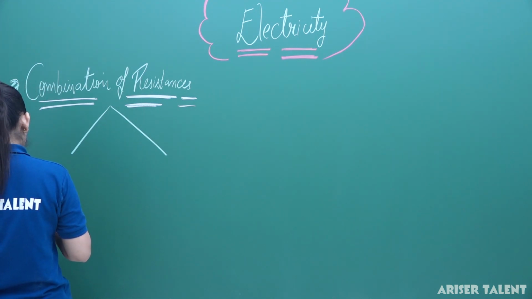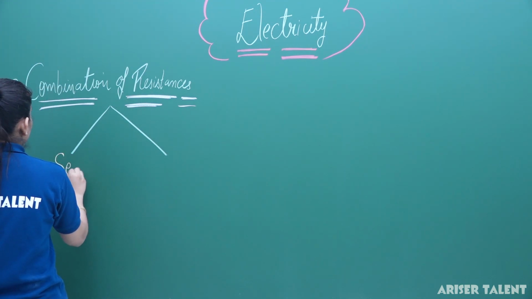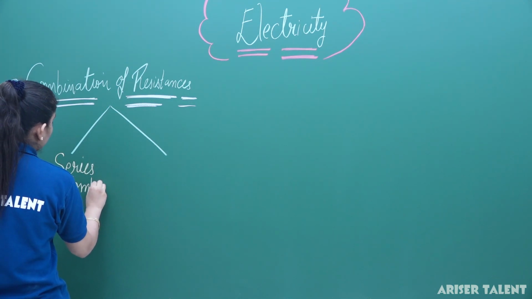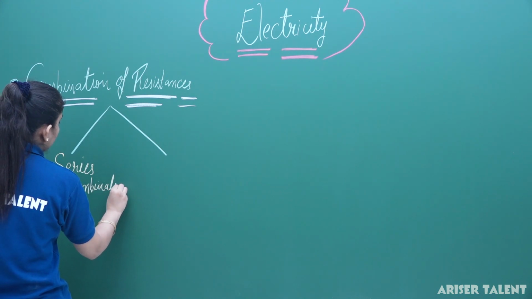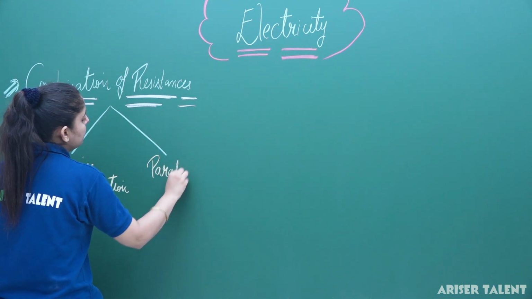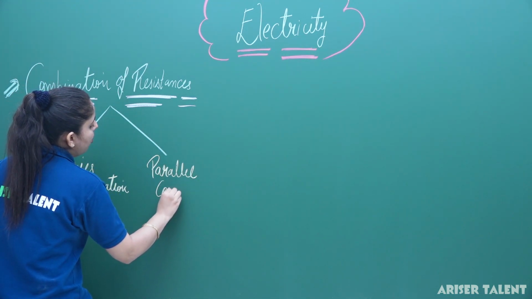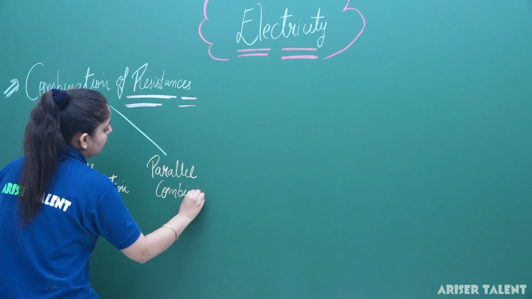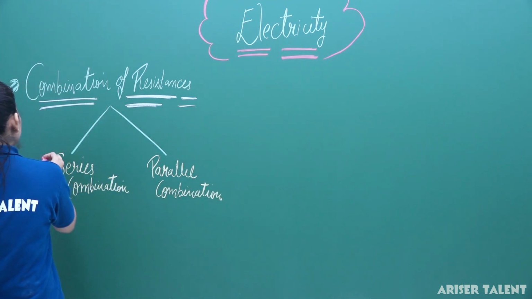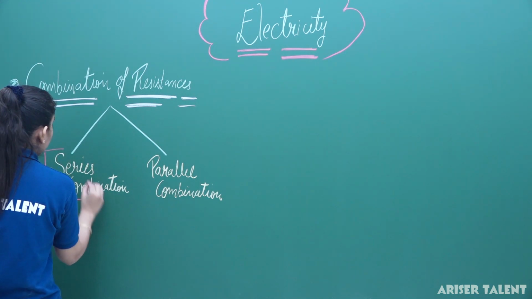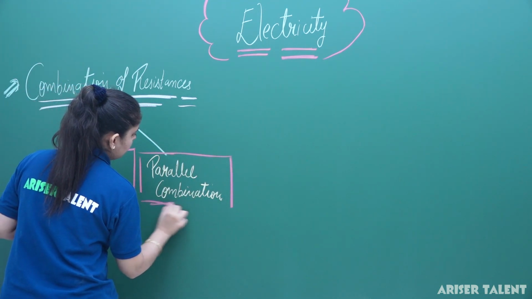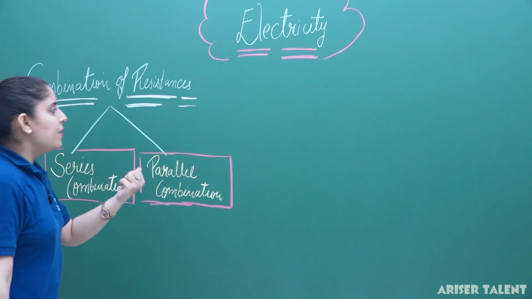So for the combination of resistances, we have two categories. The first category is known as series combination, and the second category is parallel combination. These are our two categories regarding the combination of the resistances.